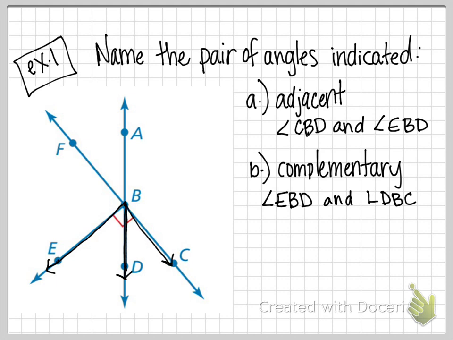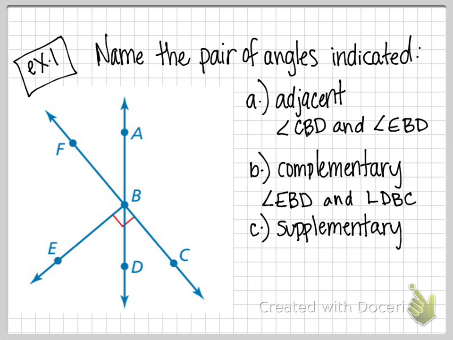Would you guys agree that those are complementary angles? Yeah. Because they add to equal 90 degrees. All right, last one. Name a pair of angles that is supplementary, meaning they add to form what? 180. 180 degrees. Two angles that add to form a straight line. Someone who I have not heard from. Noah.